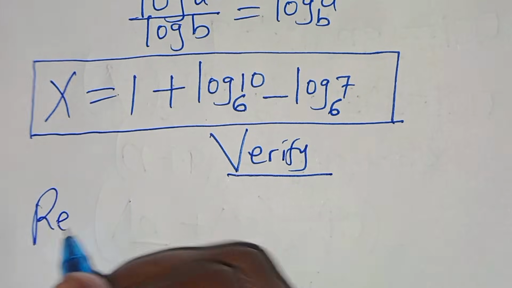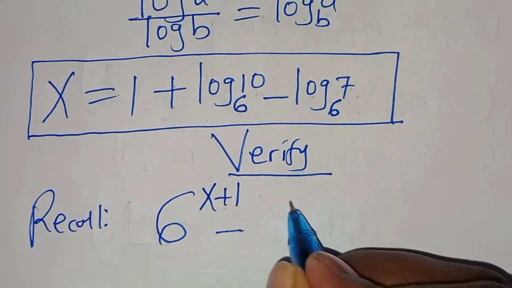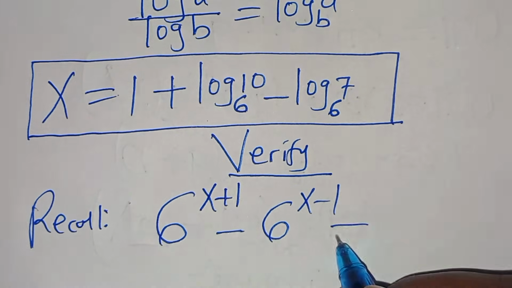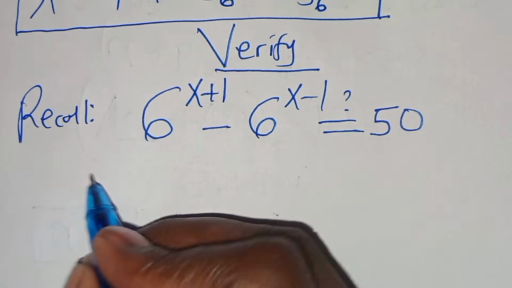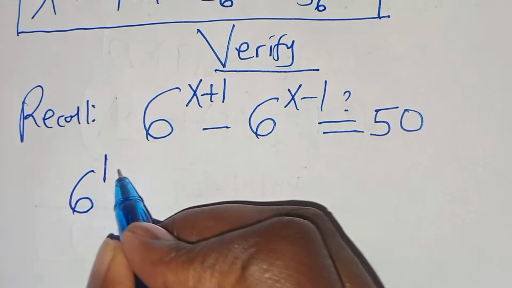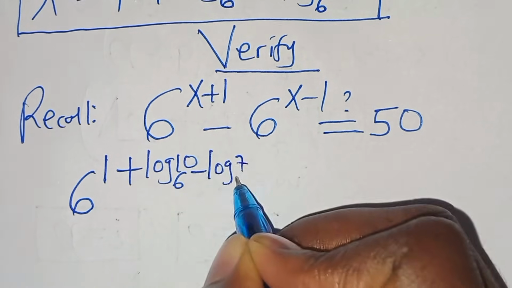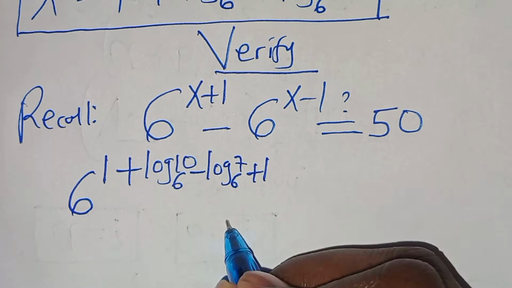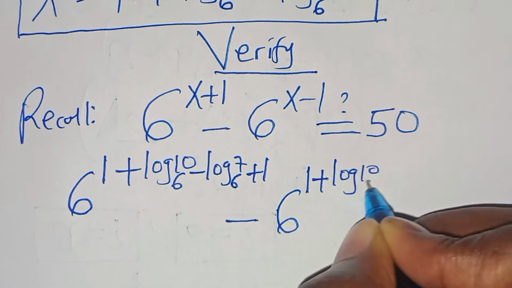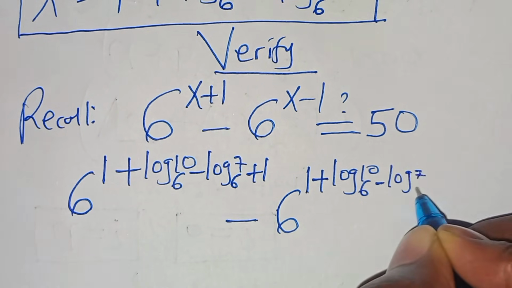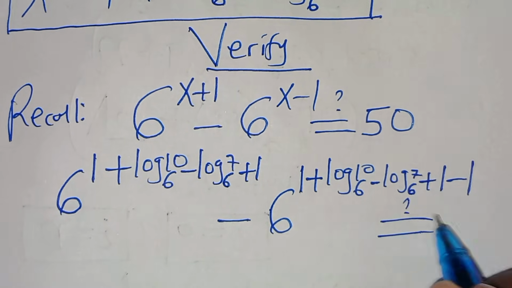Now, if you recall, we had 6 to the power of x plus 1 minus 6 to the power of x minus 1. This should give us a value of 50. Let's substitute the value of x so that we have 6 to the power of 1 plus log 10 to base 6 minus log 7 to base 6, then plus 1, then minus 6 to the power of 1 plus log 10 to base 6, subtract log 7 to base 6, then plus 1, minus 1. This is supposed to give us a value of 50.